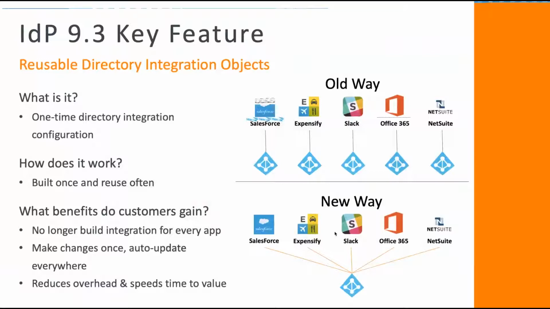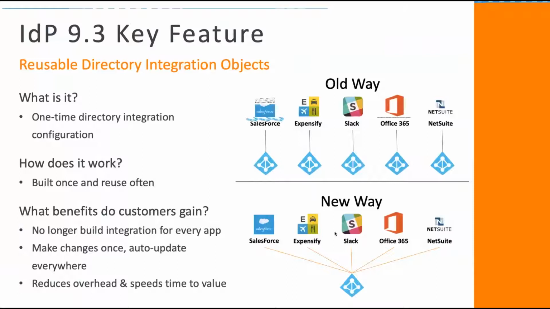The second key administrative feature, as Jeff kind of alluded to in 9.3, is this reusable directory integration objects. So prior to SecureAuth IdP 9.3, system administrators were required to recreate directory integrations every time they create or deploy a new application or system. So some of you have a lot of applications, varying different data stores today, where updating them means going to each app individually and making directory changes. By introducing reusable directory integration objects, administrators save time by building the integration once and reusing it multiple times.